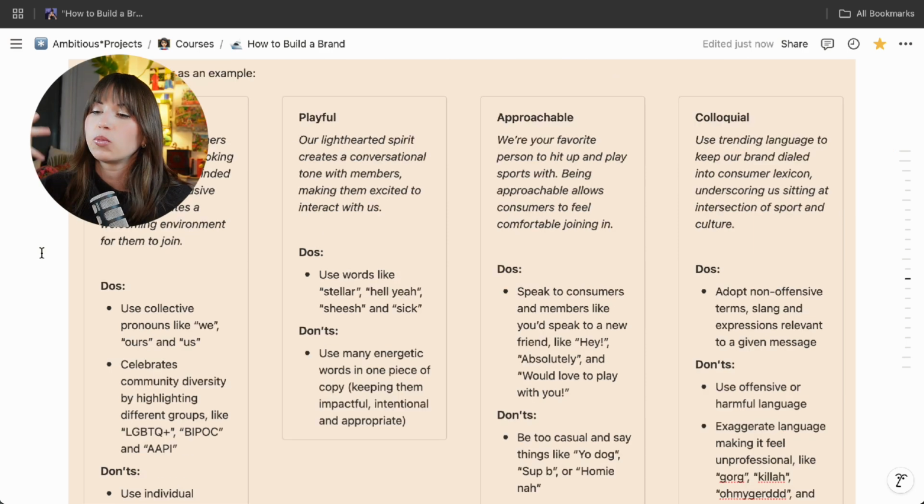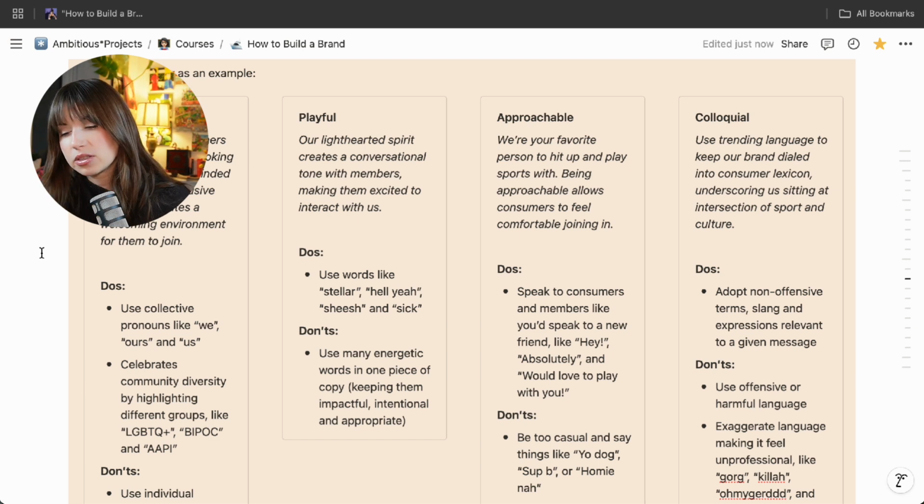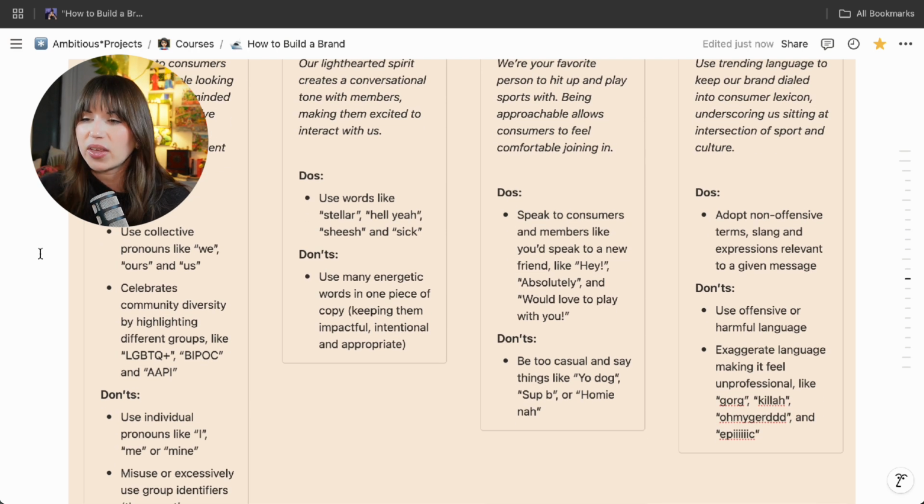So we are colloquial. We use trending language that is within our zeitgeist to show that we're still dialed in. Again, nothing to any extreme, but we do definitely adopt obviously non-offensive terms, slang, and expressions that relate to a specific message that we are communicating. And we don't, of course, use offensive or harmful language, but also exaggerate language to make it feel unprofessional. So adding a lot of I's in, doing like "killa" or "my gird," things that feel a little too silly. Again, it's a fine line between professionalism and too casual, and we are setting that line in the sand.